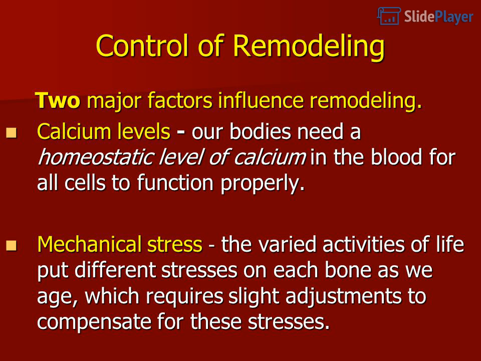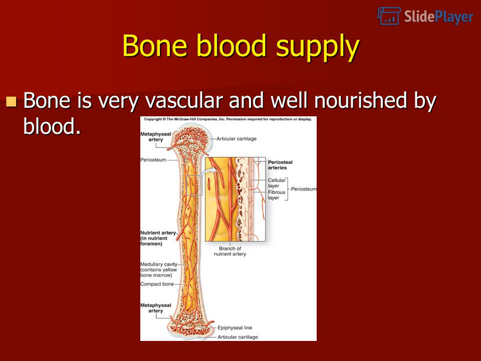Control of remodeling. 2 major factors influence remodeling. Calcium levels: our bodies need a homeostatic level of calcium in the blood for all cells to function properly. Mechanical stress: the varied activities of life put different stresses on each bone as we age, which requires slight adjustments to compensate for these stresses. Bone blood supply. Bone is very vascular and well nourished by blood.